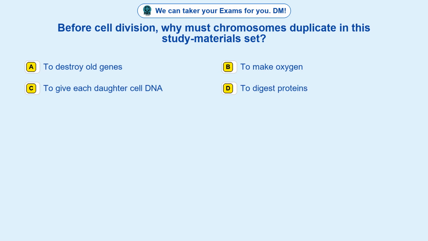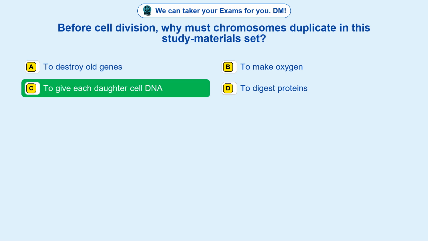Question 4. Before cell division, why must chromosomes duplicate in this study materials set? Option A, to destroy old genes. Option B, to make oxygen. Option C, to give each daughter cell DNA. Option D, to digest proteins. The correct answer is option C, to give each daughter cell DNA.